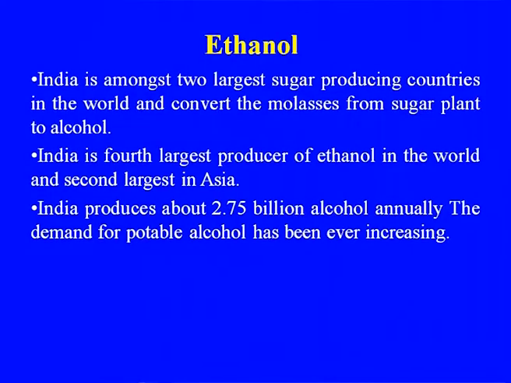India is amongst the two largest sugar producing countries in the world, and converts the molasses from sugar plants to alcohol. India is the fourth largest producer of ethanol in the world and second largest in Asia. India produces about 2.75 billion liters of alcohol annually. The demand for potable alcohol has been ever increasing, and many plants making ethanol are also making potable grade alcohol, apart from the industrial grade alcohol which we are using.